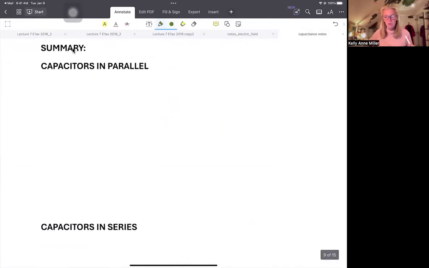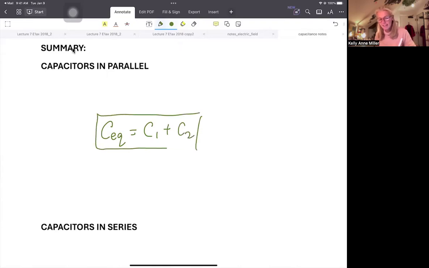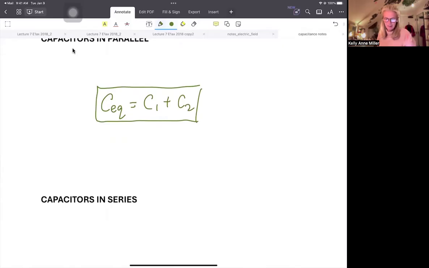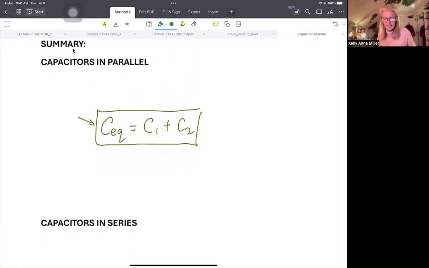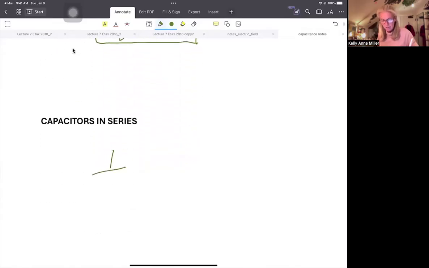Here's a summary: you could reduce everything I've just said down to two equations. When you have capacitors in parallel, their capacitances just add, for the reasons that I've derived. If you just take away one thing, it's this page that really matters. In parallel, capacitances add like this. In series, it's their reciprocal capacitances that add, for reasons that I just derived for you.